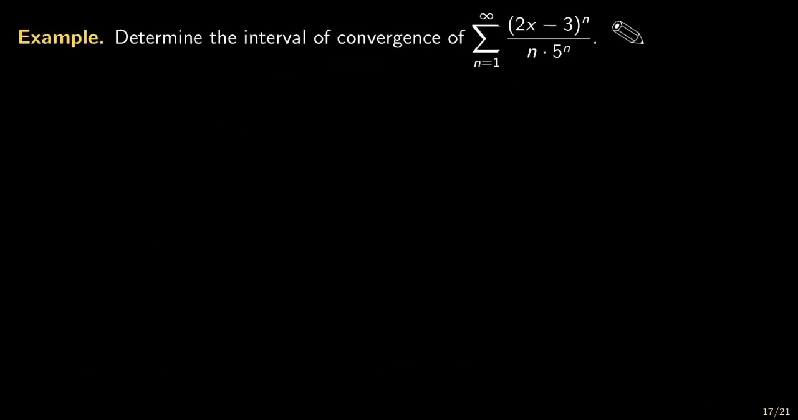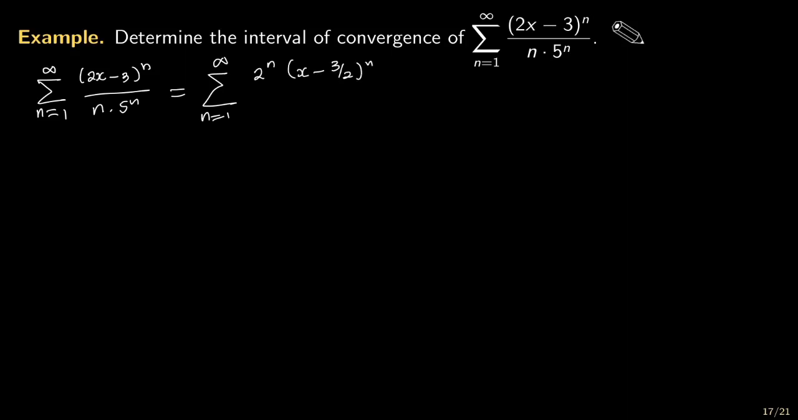Okay? So, for example, let's determine the interval of convergence of the following power series. Now, in order to answer this, let's first rewrite this power series in standard form, where you can see a sub n and you can see the center. Right now, it's not yet in that form. But as you can see, I can actually factor 2 here, 2 to the n, x minus 3 halves to the n over n times 5 raised to n. So there, you get that a sub n is 2 to the n over n times 5 to the n, whereas the center c is the number 3 halves.